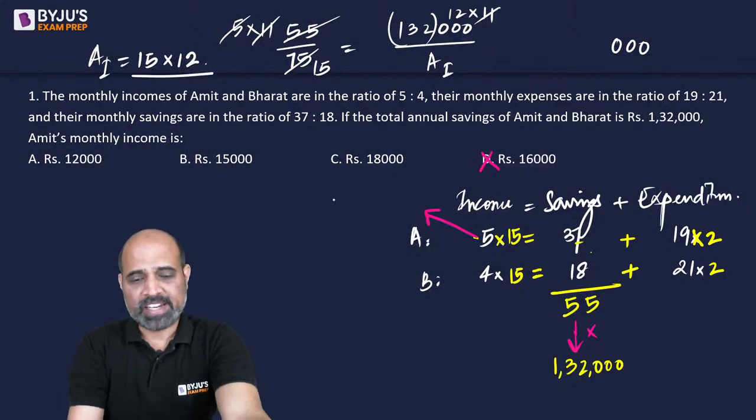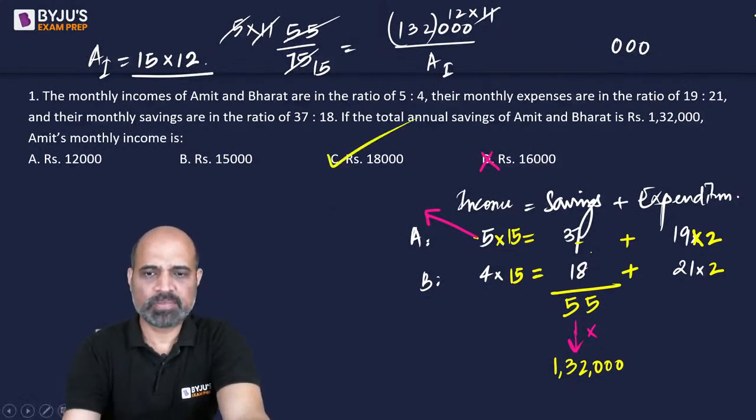कोई नहीं, 18 ही आएगा ना. You're getting 18,000 monthly income.